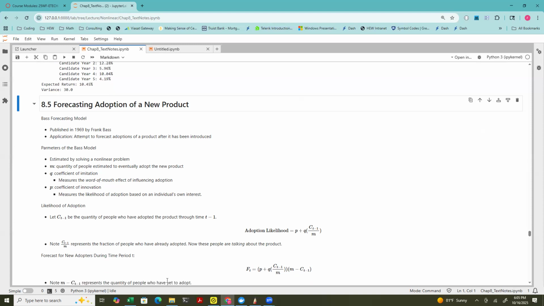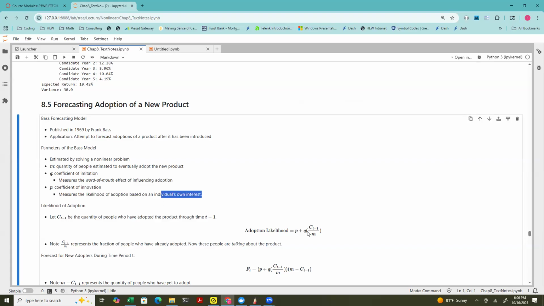And so with this, we start talking about this whole idea of likelihood of adoption. You can see the formula here, and notice there's a sum of two different components. Well, the first one, P, is the coefficient of innovation. And notice it's by itself, right? That kind of makes sense because we influence this as the individual's own interest, right?